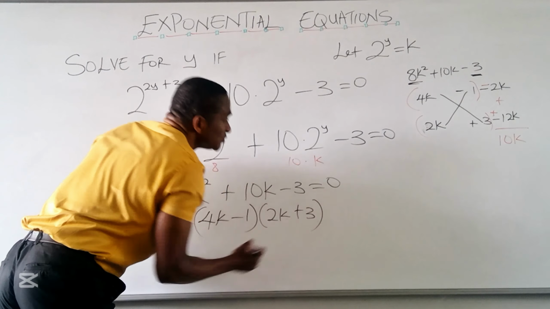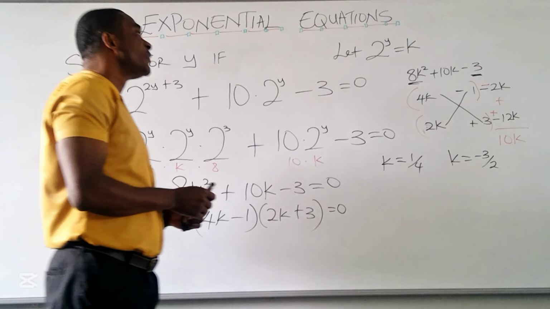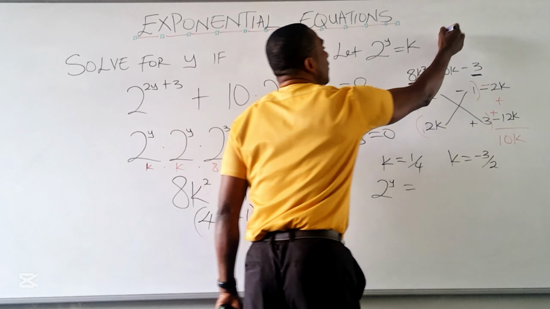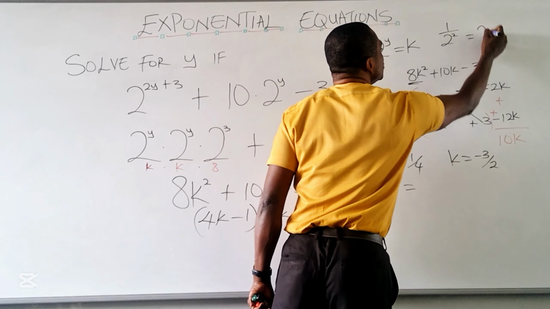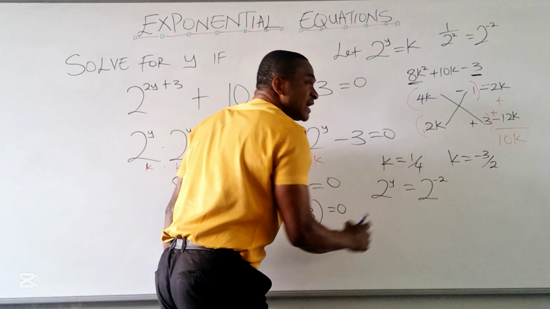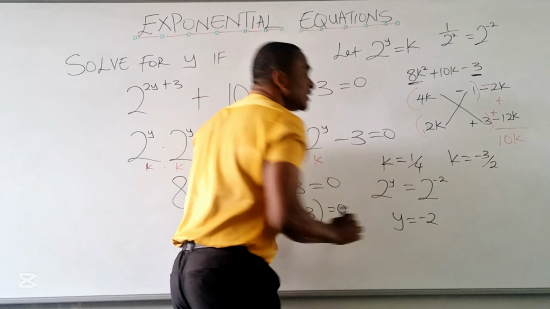Now if we simplify this, we collect each of them and equate it to 0, we will have that k is equal to 1 over 4 for the first one. For the second one, we will have k equals negative 3 over 2. Then we should remember that we were never solving for k, we were solving for y. So we bring back what we replaced k with. So this is 2 to the y. 1 over 4 is 1 over 2 squared, which will give us 2 to the power of negative 2. So we bring it here, 2 to the power of negative 2. If the bases are the same on either side of the equality sign, drop the bases, take the exponent. y equals negative 2.